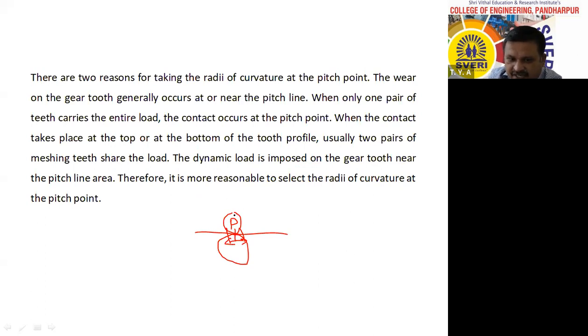Dynamic load is not at this point. Always remember, dynamic load will exist when the gear teeth come in contact with each other, at that time only. When the gear teeth are not in contact with each other, there is no dynamic load.